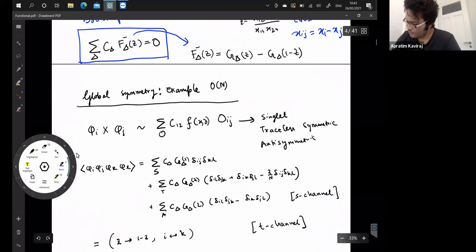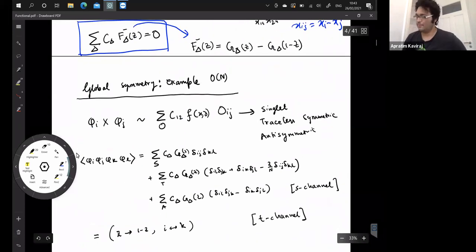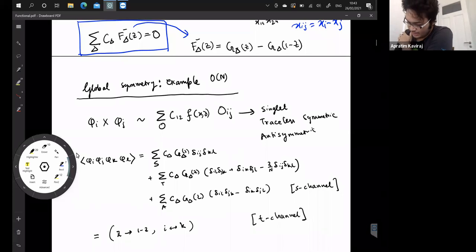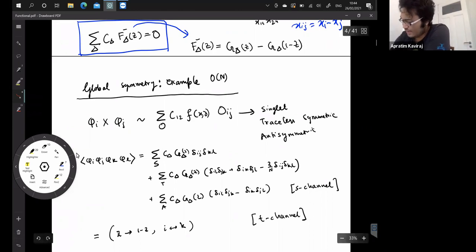So yeah, these are the most obvious things. You can do the same thing for a model with global symmetry. For global symmetries, what you do is you take the OPE of two scalars with global charges i and j, and the operator that gets exchanged in the OPE also carries charges i and j, and this operator can be a singlet, a traceless symmetric, or an antisymmetric operator.